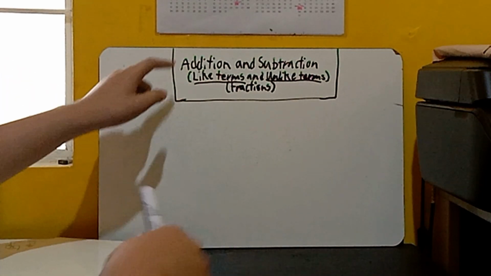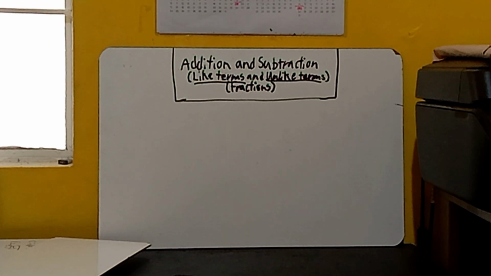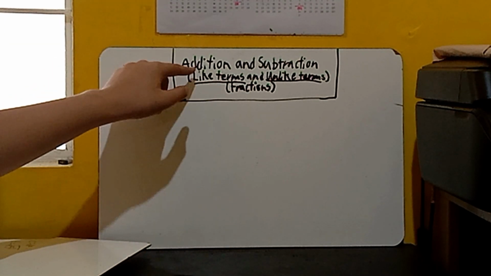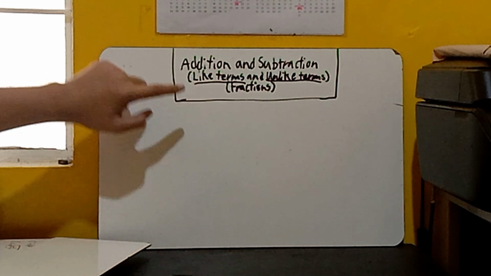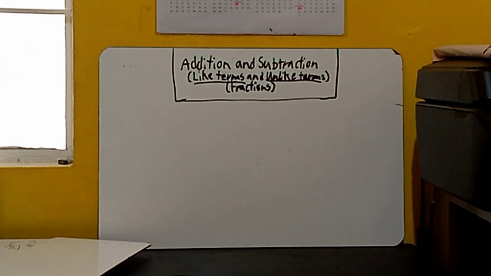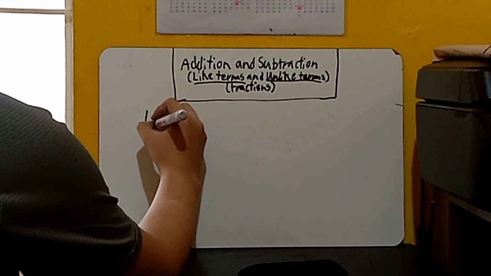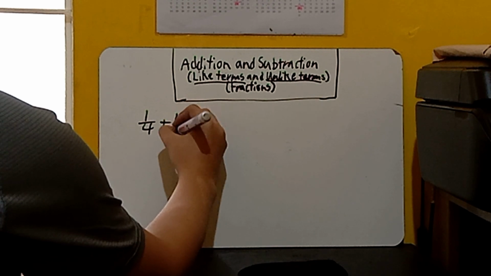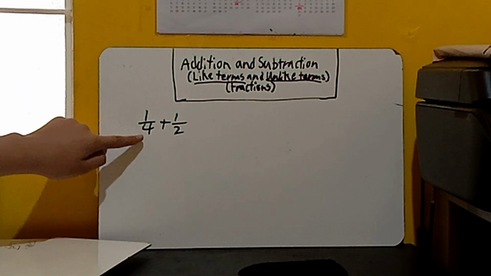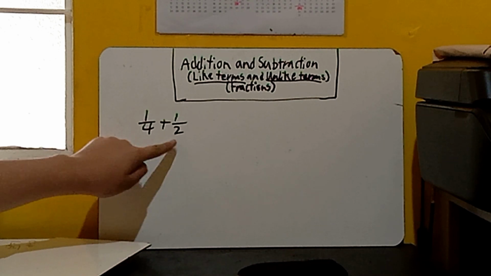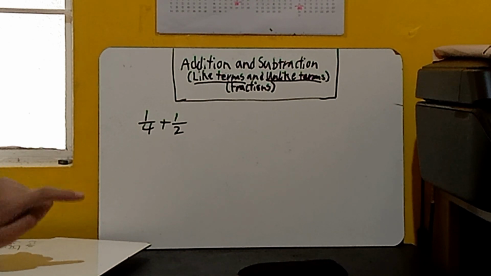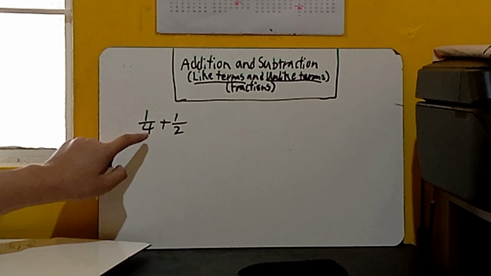Now, let's get to addition of unlike terms. How do we answer addition of unlike terms? To answer it, we need to convert the unlike terms to like terms, so it's easier to solve. Here, let me give you a problem: 1/4 plus 1/2. You see that the denominators are not the same. If the denominators are not the same, then this is called unlike terms.